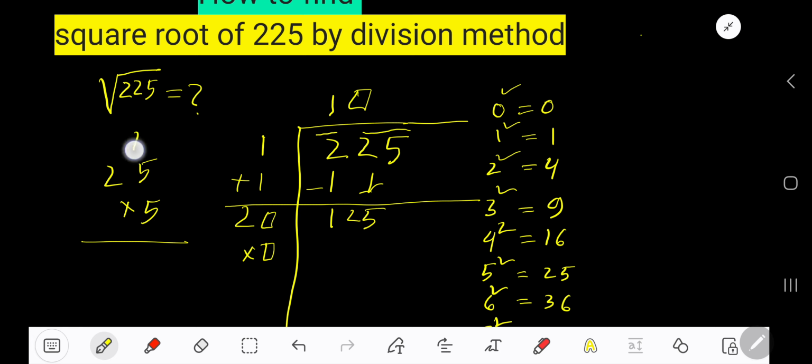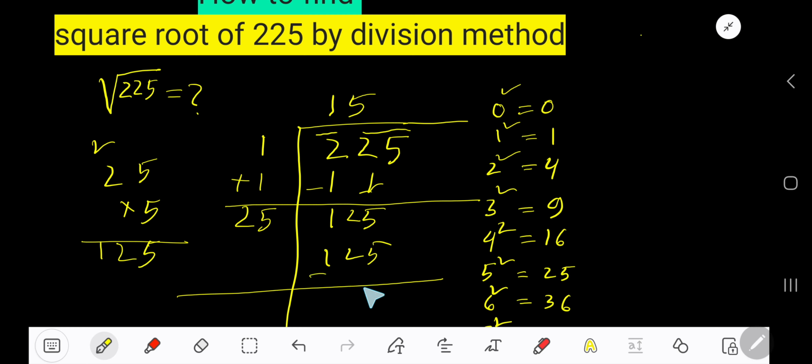Then 5 times 5, 25, right? 5 carry to the next column. 5 times 2, 10, 10 plus 2, 12. So 125. If you place 5 here, this 5 must come to the quotient also. So 5 times 25, 125. Subtract, you are getting 0.